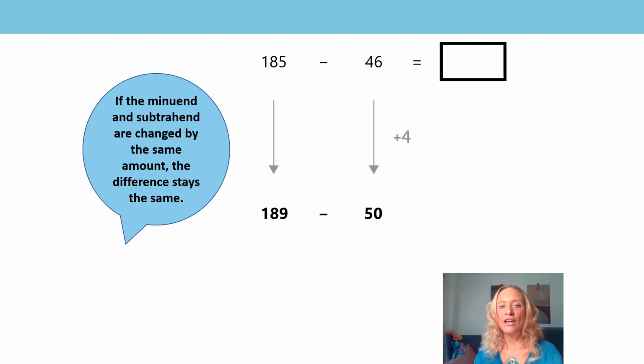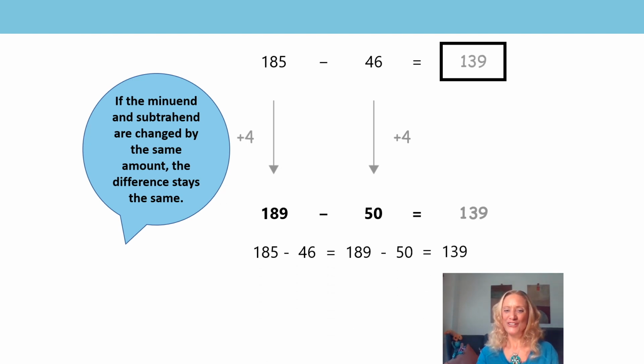189. Super. So 185 subtract 46 and 189 subtract 50 are equivalent calculations, aren't they? And the difference will stay the same. And the difference is 139. And it's easy to do that, isn't it? Because 8 tens subtract 5 tens is 3 tens, and none of the other digits have changed, have they? And so the difference for 185 subtract 46 is also 139, because they're equivalent calculations.